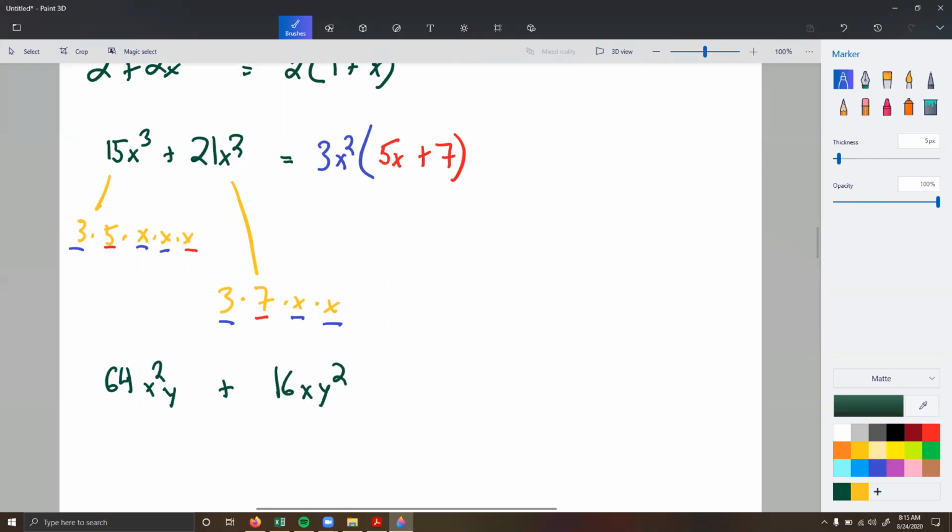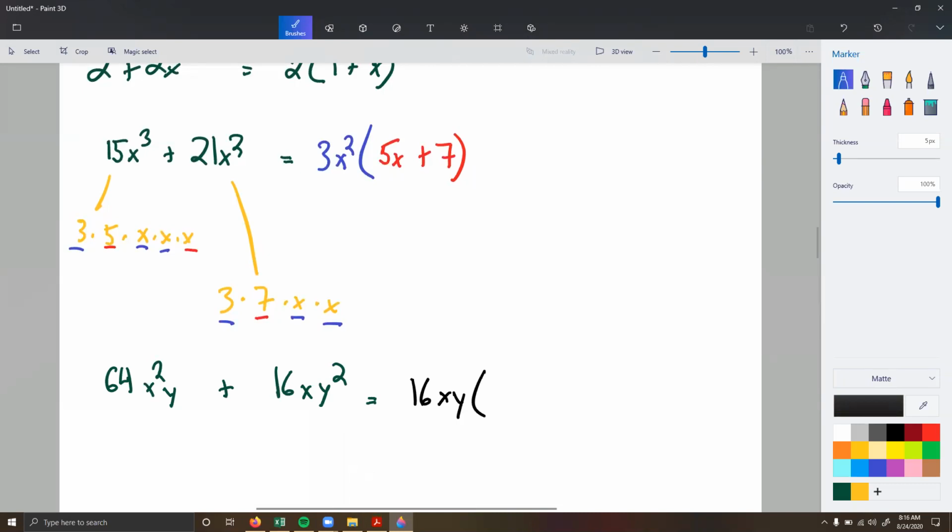That's actually pretty similar to one of your homework problems. And what they ask you to spot is that there's a 16 in both of these, right? Because 16 times 4 makes 64. So there's a 16 in both of them. There's at least one x in both of them. The other term doesn't have 2, but it does have 1 x. And then they both have at least one y. The one term only has 1, the other one has 2, but they both have at least 1.